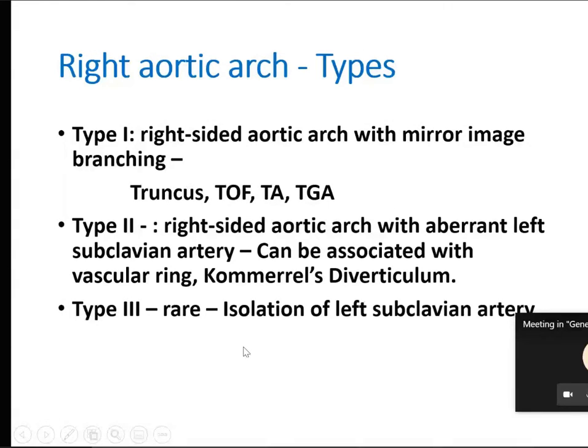So which is the commonest association? That is what I was asking. Which congenital heart disease is mostly associated with the right aortic arch? Pulmonary atresia with intact IVS. Truncus arteriosus. Truncus, then tetralogy. Okay. Tetralogy.